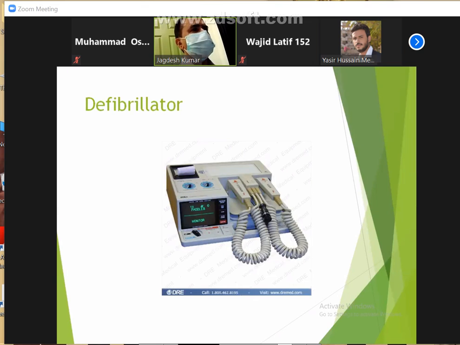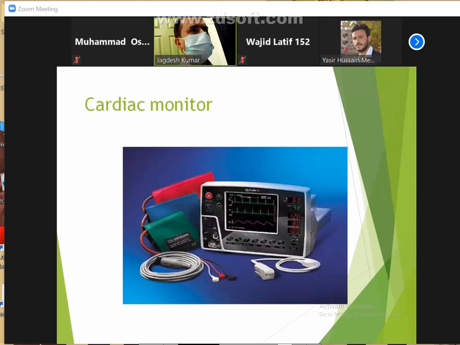This is a defibrillator machine or DC shock machine. I already talked about this, or we will discuss this in a separate CPR class. This is the cardiac monitor or ECG monitor. This is used in emergency situations like the emergency room, ICU, CCU, HDU.